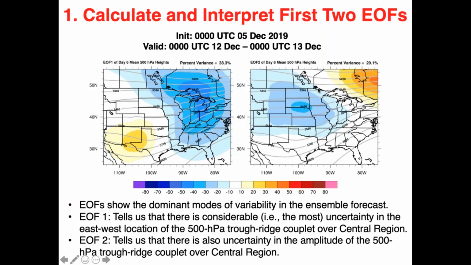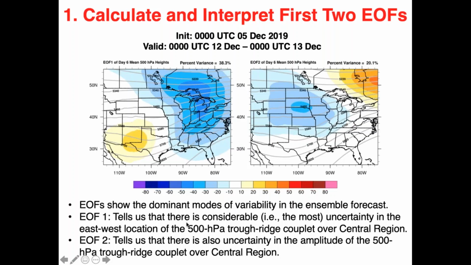So looking at EOF2, this time the EOF pattern is co-located with the axis of the trough, or at least the crest of the downstream ridge. So you can imagine lowering heights in this location and raising heights in this location. What this EOF is telling us is that the second mode of variability in the 500 millibar height forecast over a central region for this date is the amplitude of this trough ridge couplet. So that's basically what I've shown here.